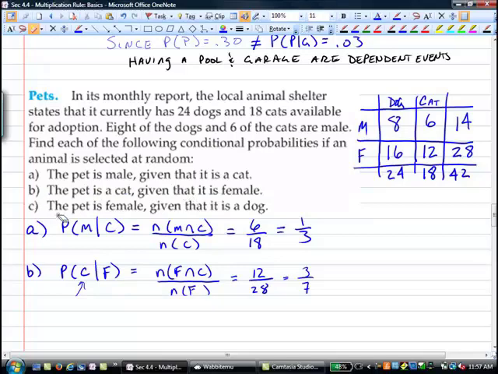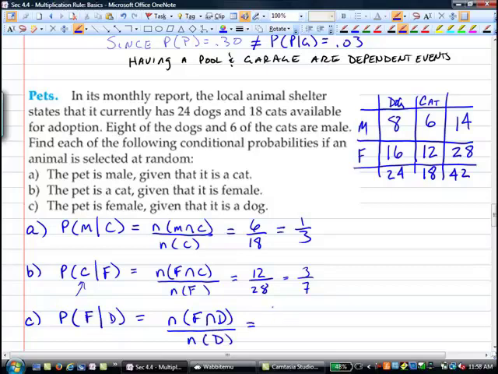So for part C, we want to find the probability that the pet is a female given that it's a dog. So how would I set up part C? We want to find the probability that the pet is a female given dog. So that's going to be the number of female dogs divided by the number of dogs. So how many female dogs do we have? And how many dogs total do we have? 24. And that reduces to 2/3.